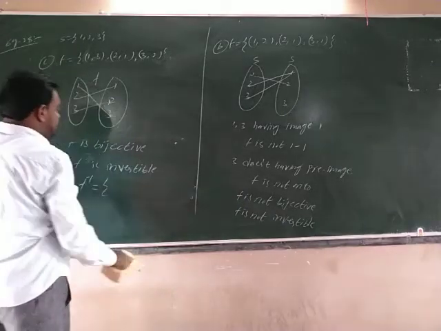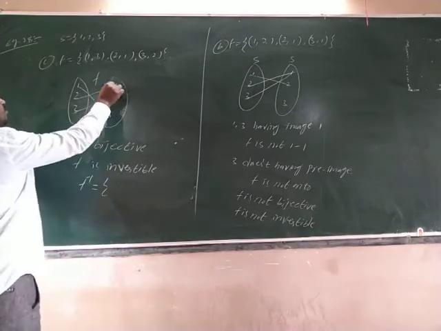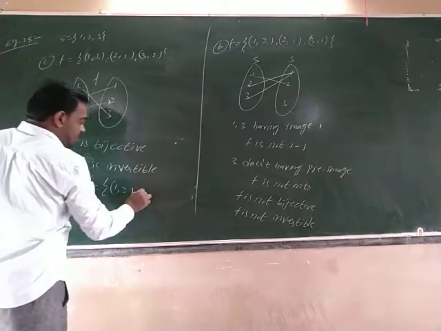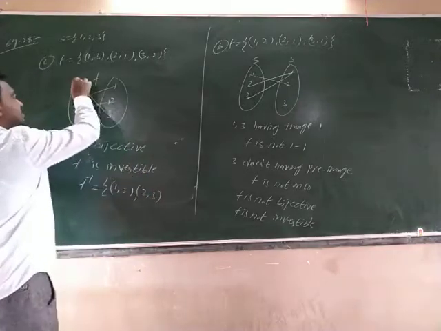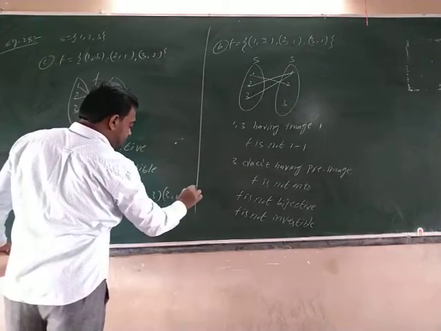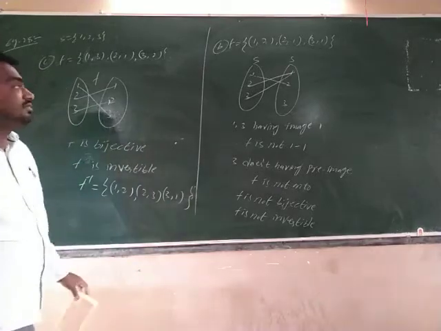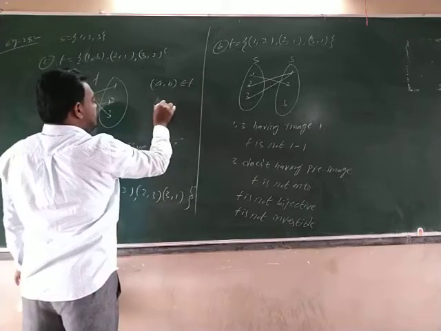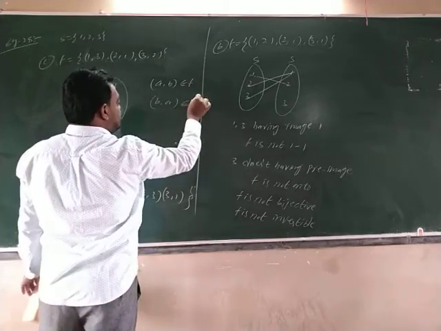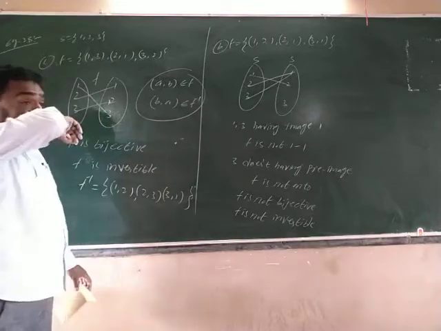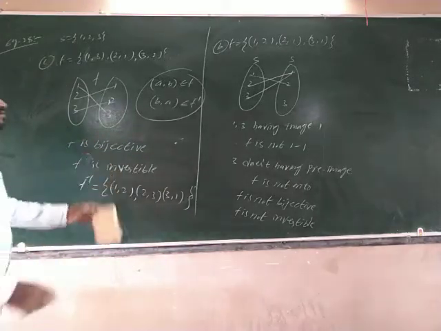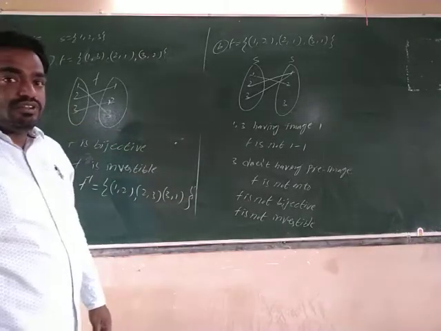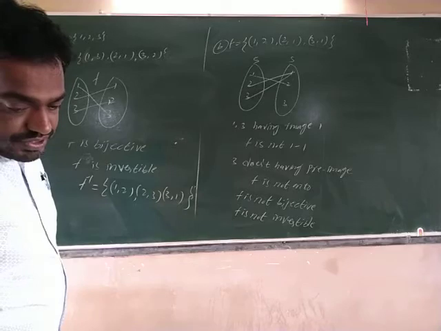What is f inverse of x? 1 is related to 2, so (1,2). The preimage of 1 is 2. The preimage of 2 is 3, so (2,3). The preimage of 3 is 1, so (3,1). Like (a,b) belongs to f means (b,a) belongs to f inverse, just reversing the position of the elements. So this is your answer for 3. Next one, we have the second theorem.